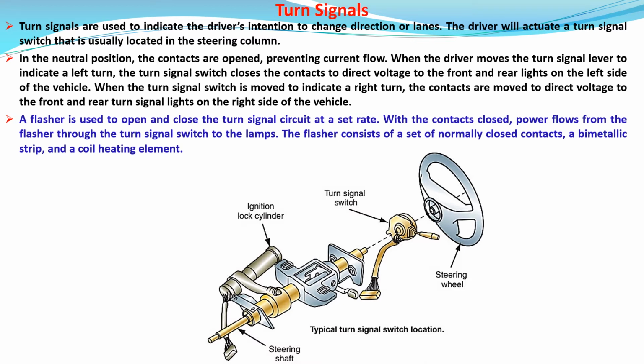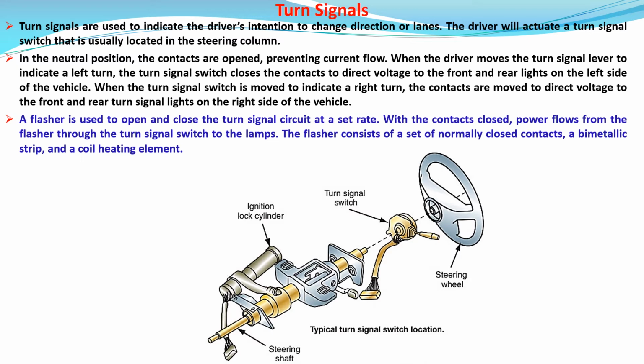In the neutral position, the contacts are opened, preventing current flow. When the driver moves the turn signal lever to indicate a left turn, the turn signal switch closes the contacts to direct voltage to the front and rear lights on the left side of the vehicle. When the turn signal switch is moved to indicate a right turn, the contacts are moved to direct voltage to the front and rear turn signal lights on the right side of the vehicle.